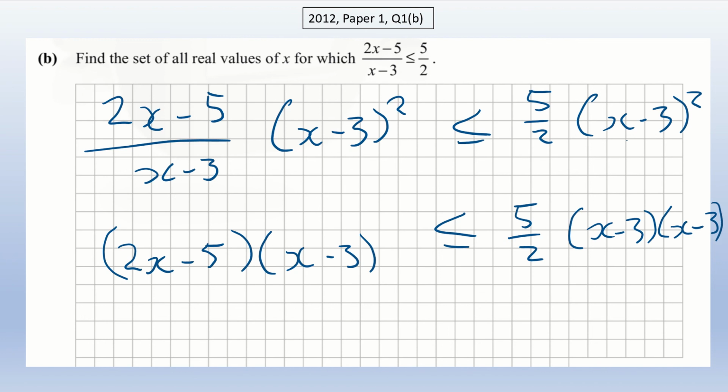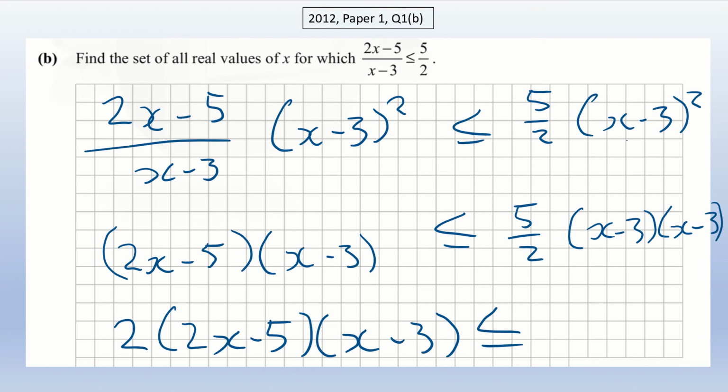Now you notice you've got a fraction here, so in order to get rid of that fraction, because we don't like dealing with fractions usually, I'm going to multiply this side here by 2, and I'm going to multiply this side here by 2 in order to get rid of my fraction. So if I multiply both sides by 2, I'm going to end up with 2 by 2x minus 5 times x minus 3 is less than or equal to, now remember these are all being multiplied by each other, so I don't have to multiply all terms here by 2.